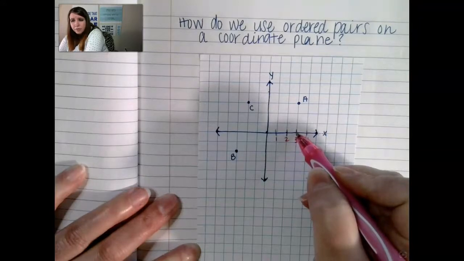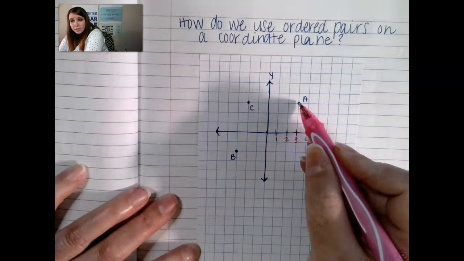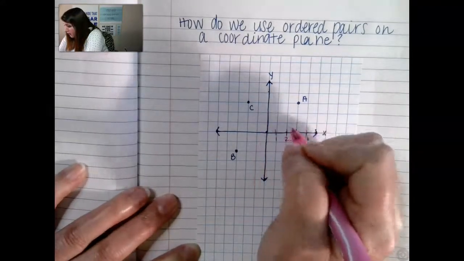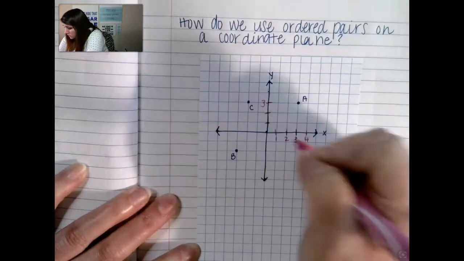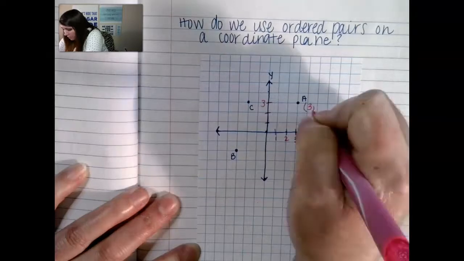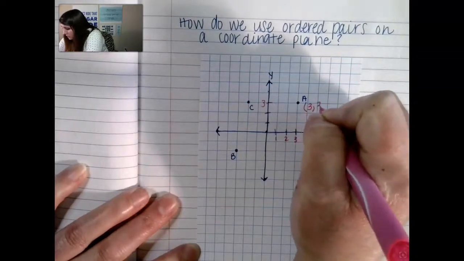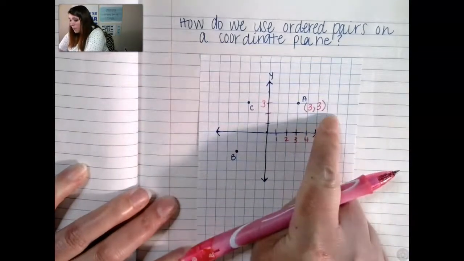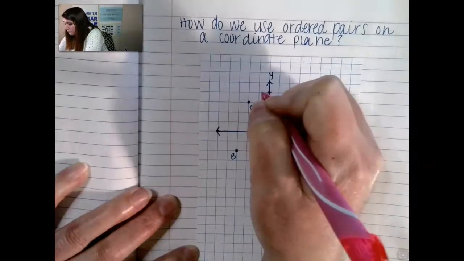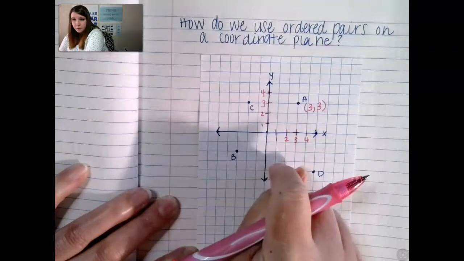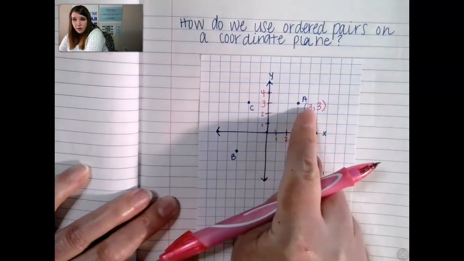So I'm going to go over to 3 and then I need to go up 1, 2, 3. So if this is a house, the address of this house would be over 3 and up 3. The ordered pair would be 3, 3. Both positive because we are on the positive side of our coordinate grid. So 3, 3.